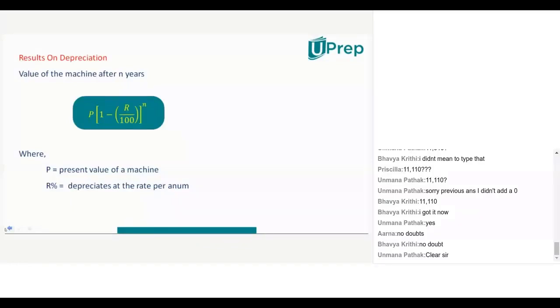Now, the same logic is applied over here. The question is simply changing to: Unmana has a car. The value of the car is 1 lakh rupees. Because she uses the car every day, every year the car depreciates at the rate of 10%. What would be the value of the car at the end of 3 years?